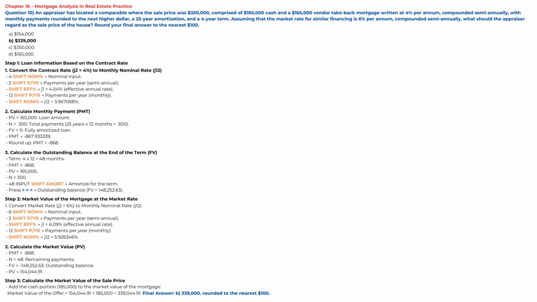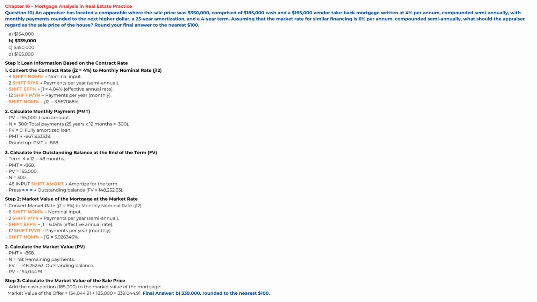Step 2: Calculate the market value of the mortgage at the market rate. 1. Convert the market rate, J2 is 6%, to the monthly nominal rate, J12. 6, Shift NOM, nominal input. 2, Shift PYR, payments per year, semi-annual. Shift effective, calculator stores J1 equals 6.09% effective annual rate. 12, payments per year, monthly.